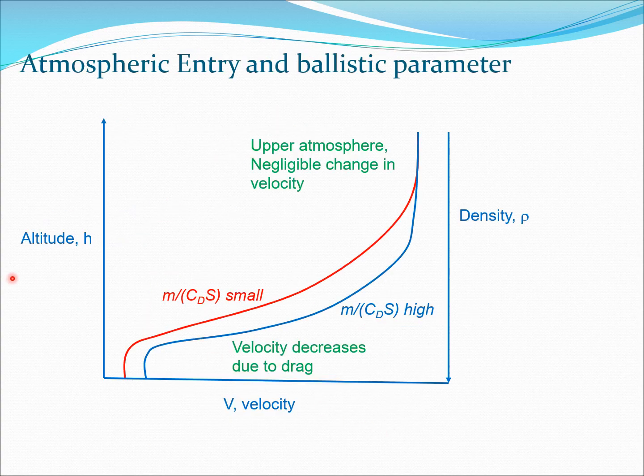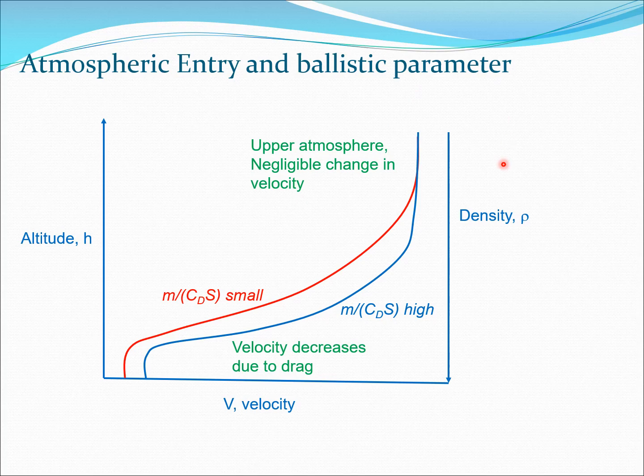Now, the solutions of these equations are quite complex. We are going to just show the end result, how it may vary. So for example, if I were to look at velocity versus the height and the density here, remember the density is coming down, the altitude is going up. There can be several different paths of this velocity depending on the values of m by CDS or the ballistic parameter.